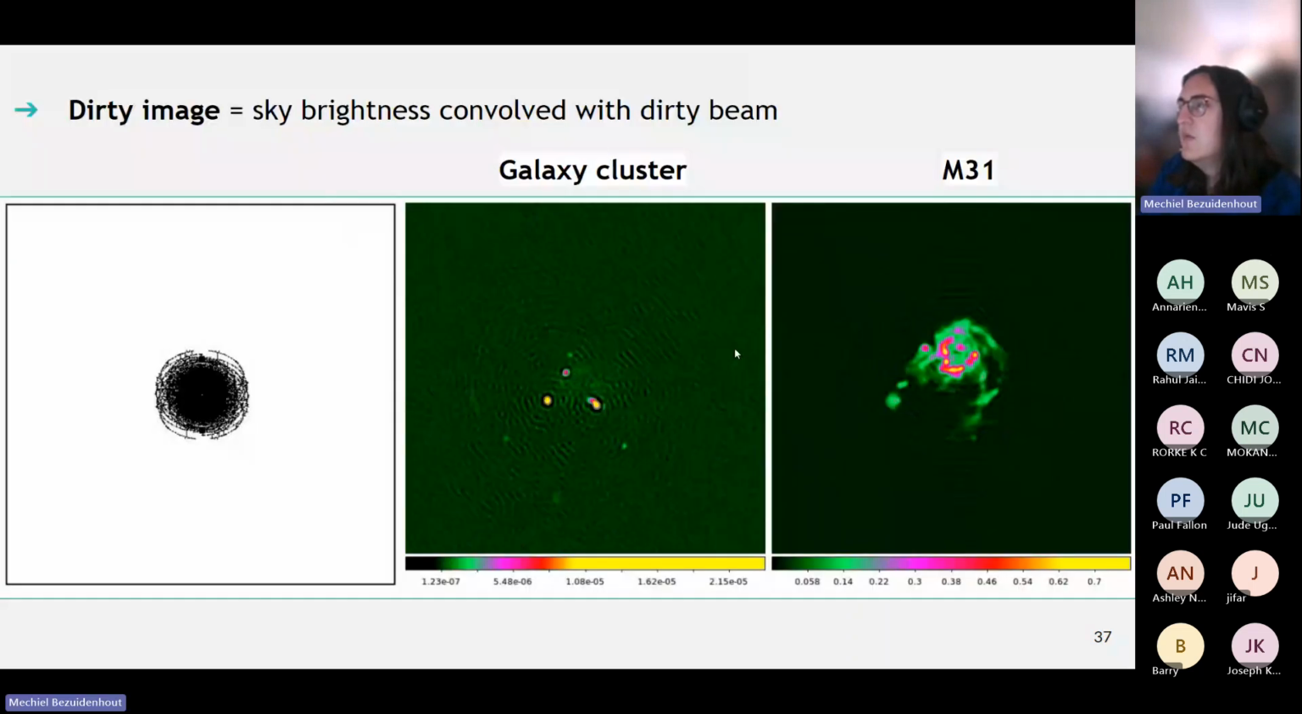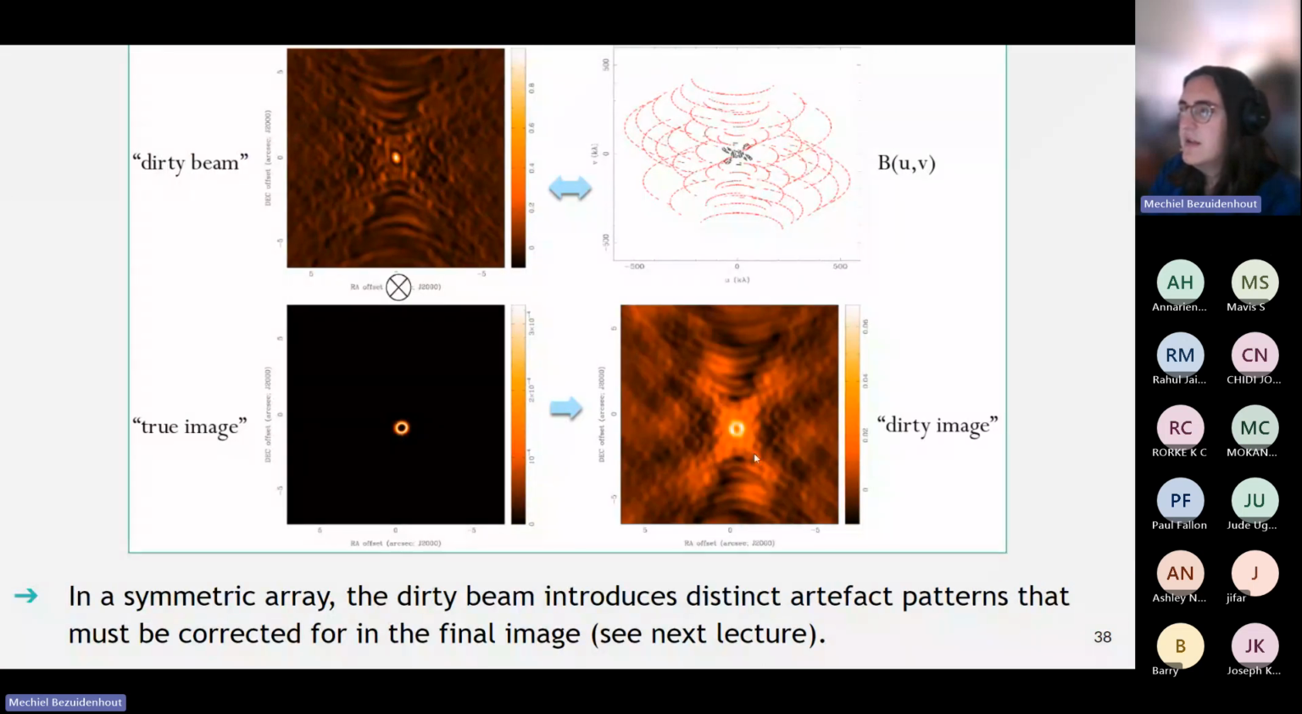So if you convolve this dirty beam with the sky brightness, this is an example of the dirty beam convolved with a galaxy cluster in the middle here. So on the left is the UV coverage. In the middle is the dirty beam convolved with an image of a galaxy cluster. And you can make out the galaxies in this galaxy cluster, but there are all sorts of weird artifacts around it. And a big part of image processing with interferometry is removing these artifacts that are a result of the dirty beam. And on the right is the same dirty beam convolved with an image of the Andromeda galaxy M31. And you can see the same patterns. So this is another illustration of that.